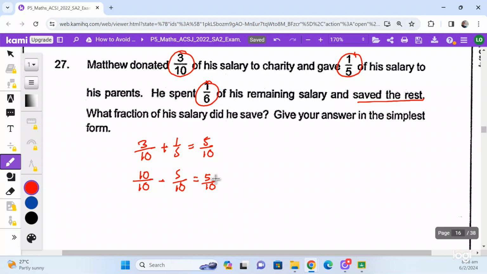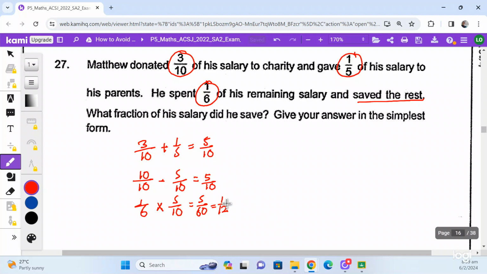And from here onwards, they get a little lost, right? Some of them will take maybe 5 over 10 and then minus 1 over 6, which is wrong. Those who know how to do it will take 1 over 6 multiplied by the remainder salary, which is 5 over 10. They will get 5 over 60, and then they simplify. They will get 1 over 12, right? 1 over 12.